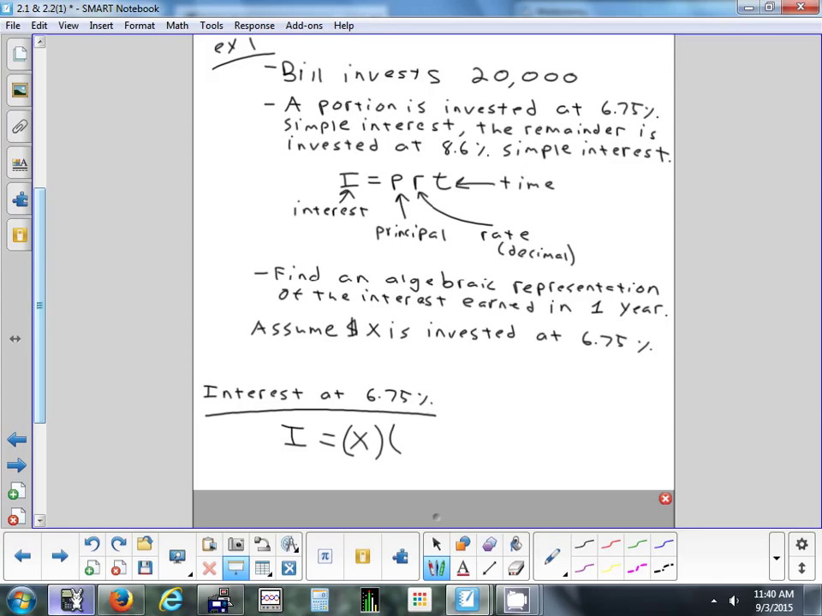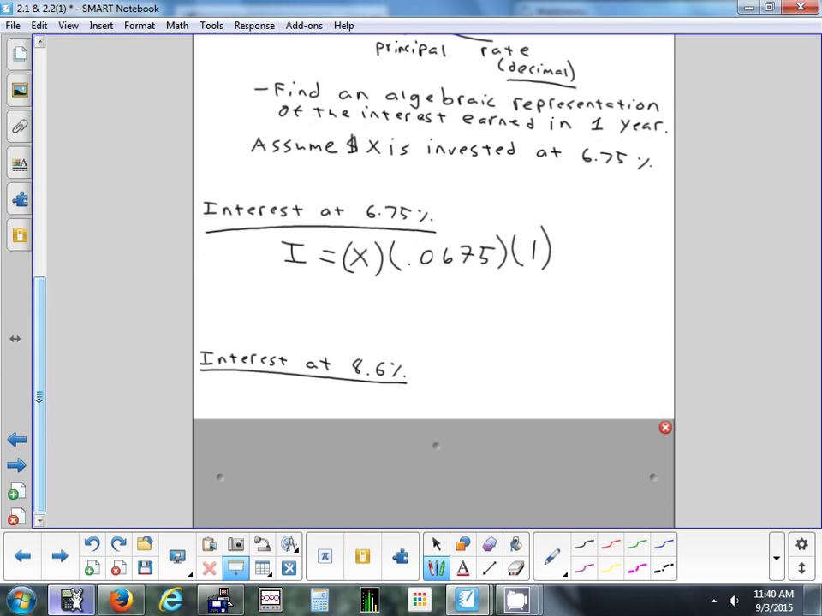Okay. What's the rate? It is 6.75%. That's 0.0675. Good. Times the time. How long is he investing the money for? 1 year, so we actually don't even need the 1, but we'll put it in. So that's how much interest he's going to earn at 6.75.